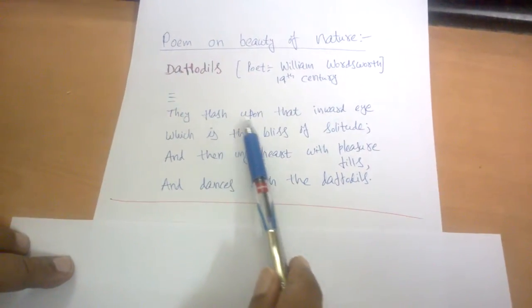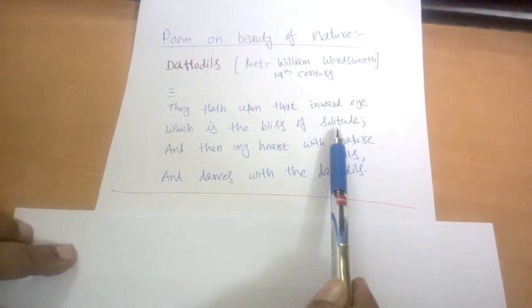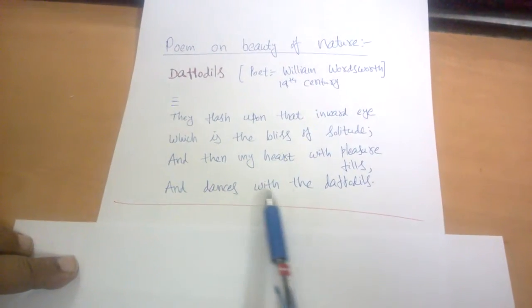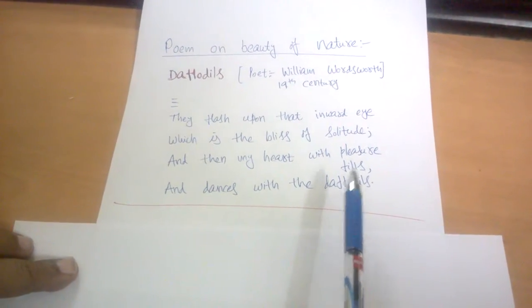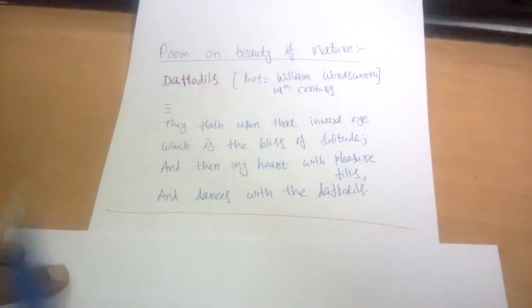They flash upon that inward eye, which is the bliss of solitude. And then my heart with pleasure fills and dances with the daffodils. So this is a poem from Daffodils of William Wordsworth of the 19th century.